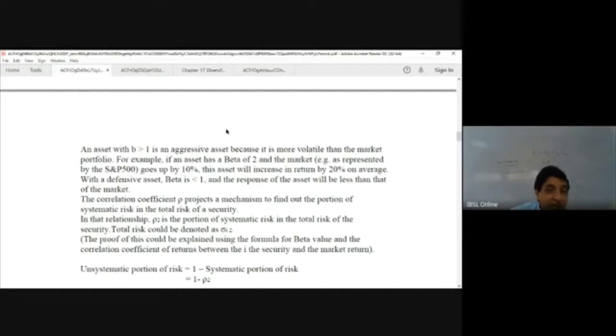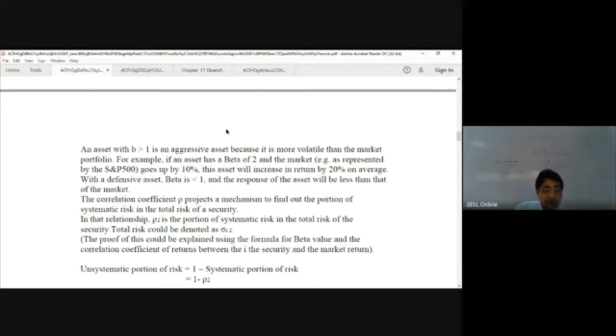For example, if an asset has a beta of 2 and the market goes up by 10%, this asset will increase in return by 20% on average. That is what it means. And when beta is less than 1, we call it a defensive asset. If an asset has a beta which is less than 1, such assets are called defensive assets.